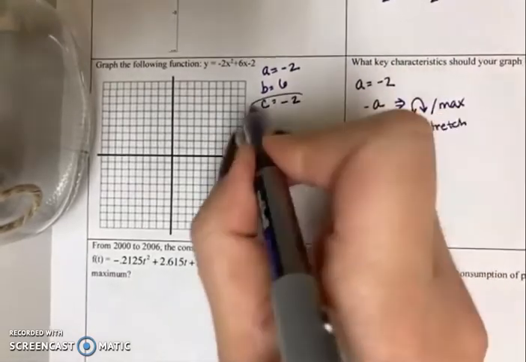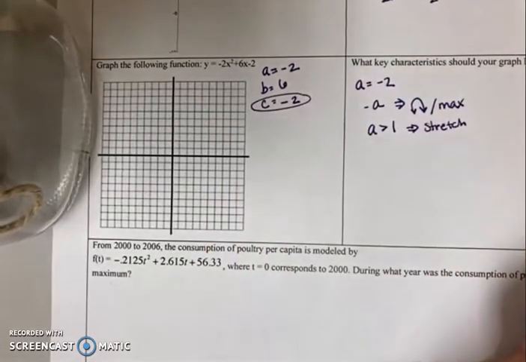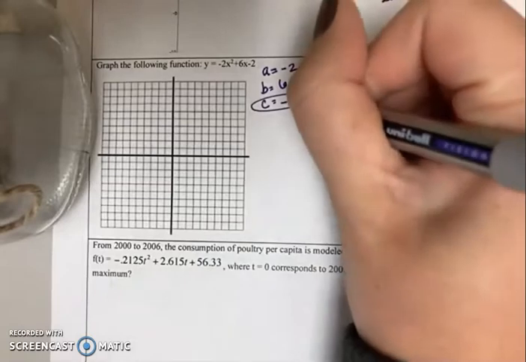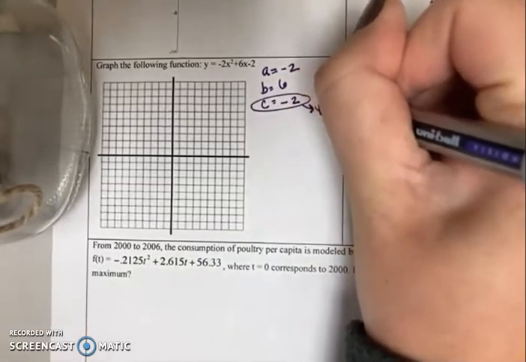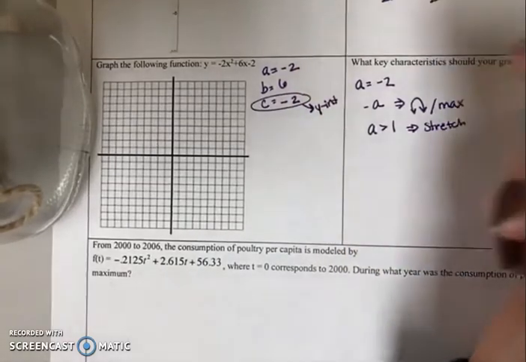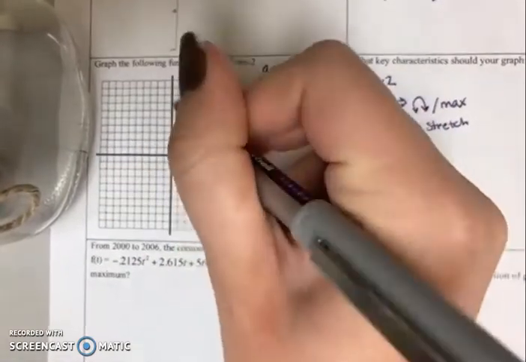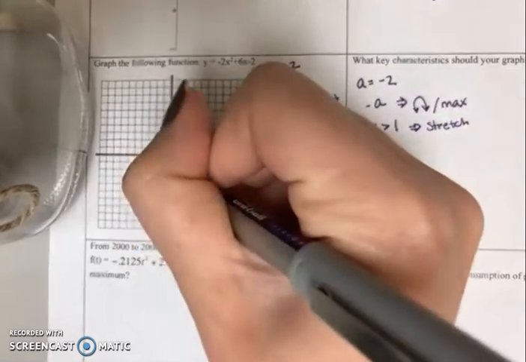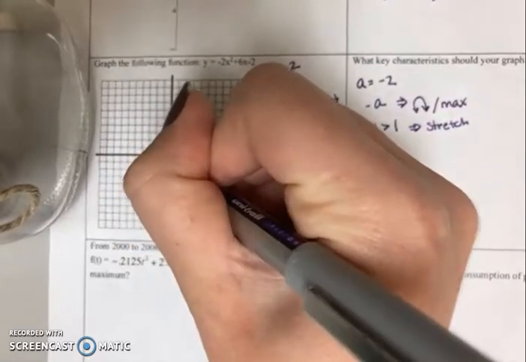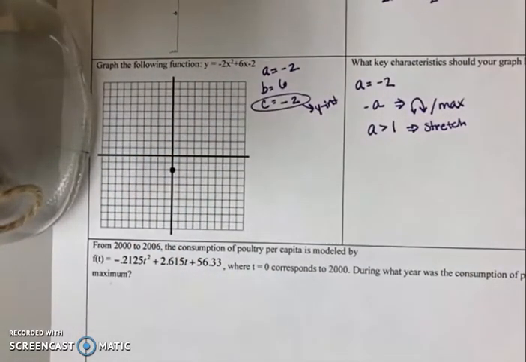Next, the c value, I want to remind you, is my y-intercept. So I actually can go ahead and plot that point. Along the y-axis, I want to find where -2 is, and that would be right here. That's not all the information that I can figure out.